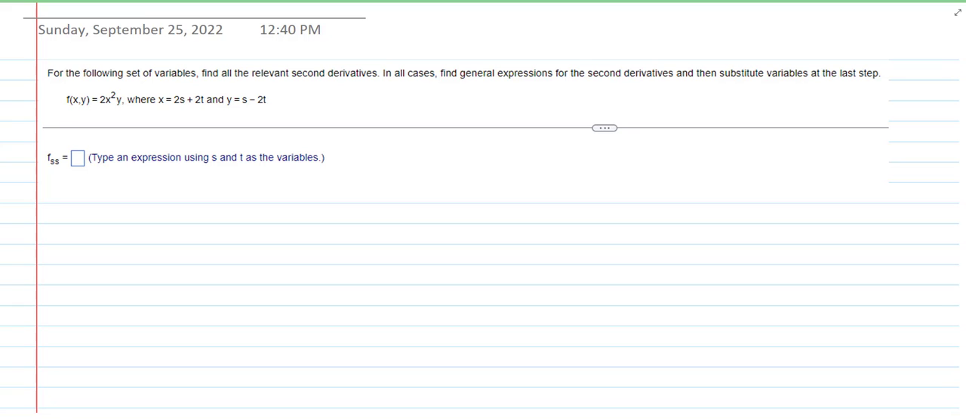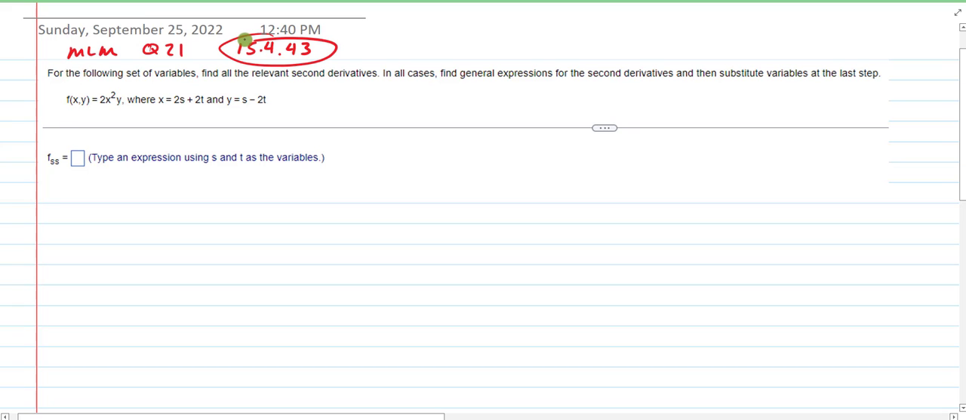So folks, I've had a couple of you ask me about this question here. This is from our MyLab Math, and for fall 2022, I believe this is our question number 21, but for anyone else referencing it, this is from section 15.4.43. That's the reference number for this question.